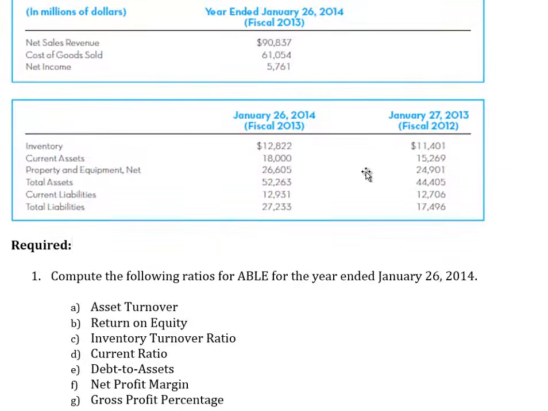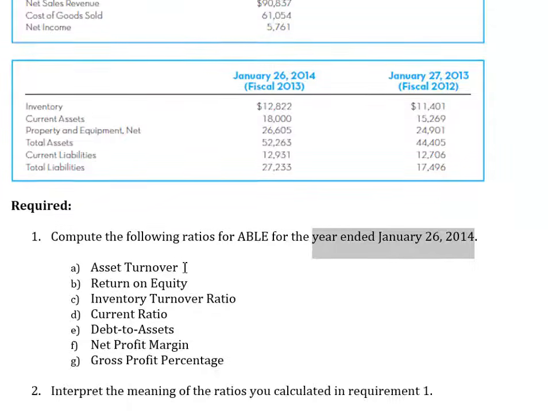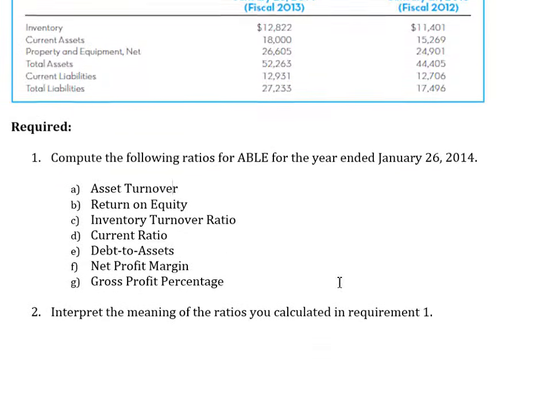So what we need you to do is to compute the ratios for the year ended January 2014, and these are the ratios we want you to be able to calculate. Now in this question, just to help you remember them a little bit better and why they're important, I've also asked you to interpret the meaning of the ratio. So tell me what it means given what you've calculated for it. But we'll show you what we mean when we do our example.